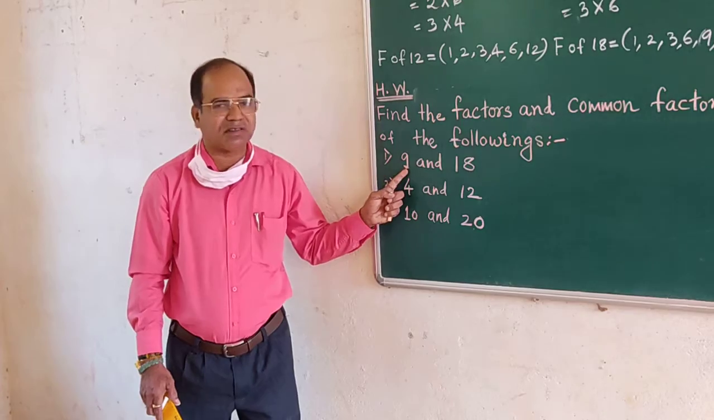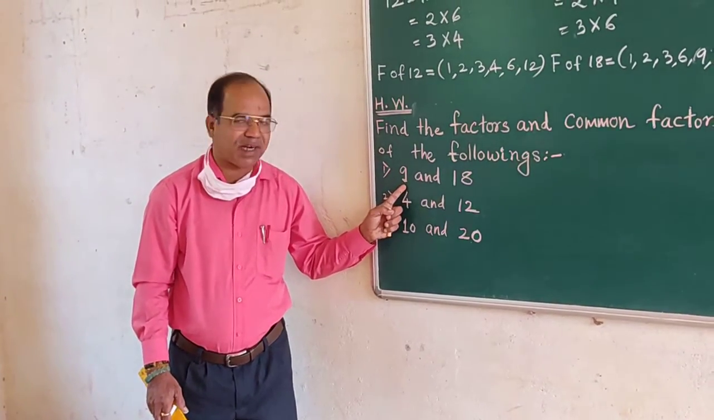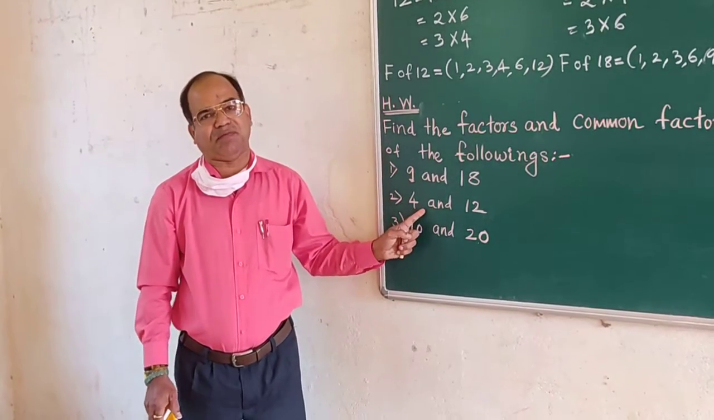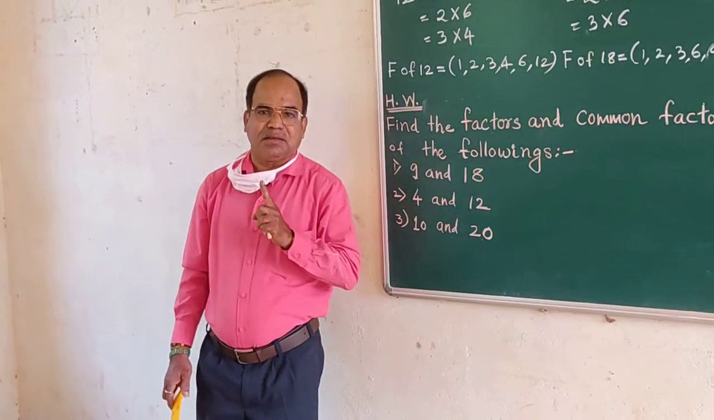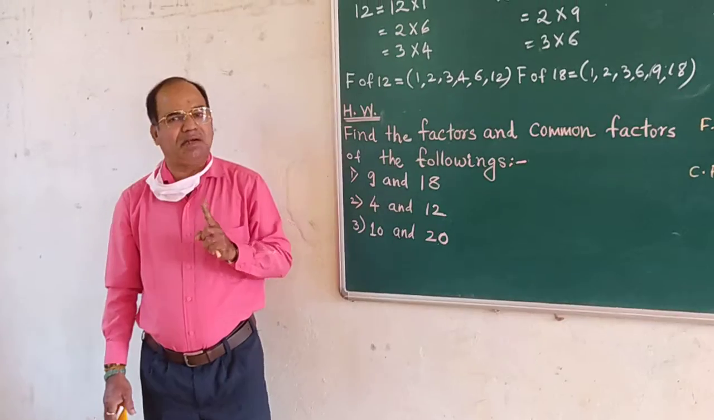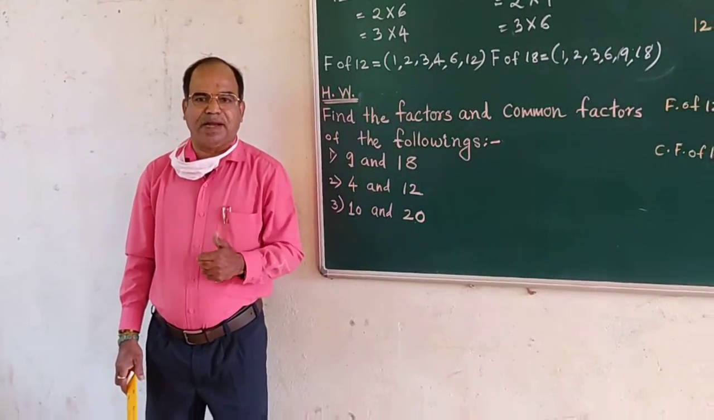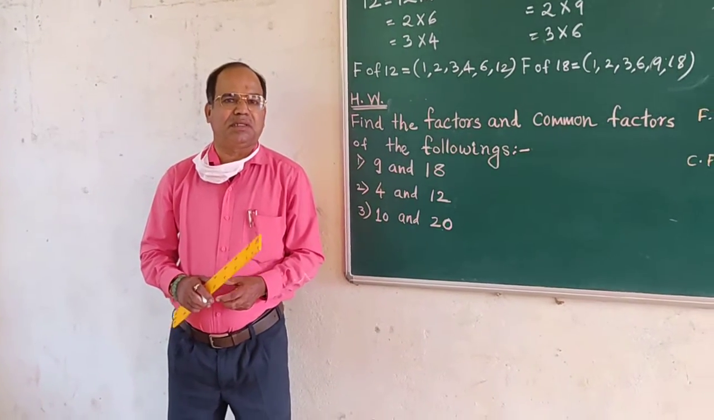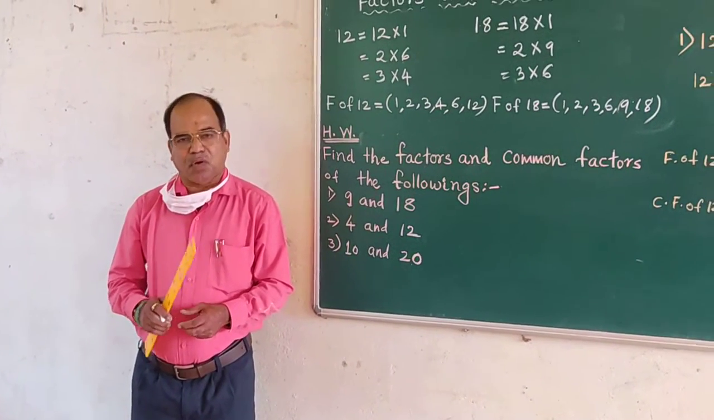First you find the factors of each separately. You have to find the factors of 9 and 18 like that. And then you have to find the common factors. So I think you have very well understood the topic, finding factors and common factors. With this I conclude the topic factors and common factors.